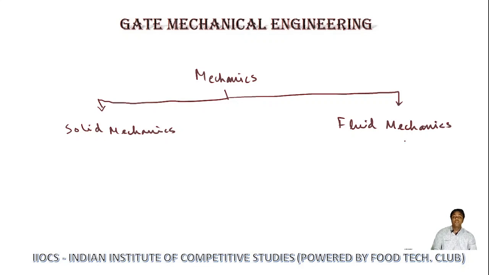So what is fluid mechanics? That is the force analysis on a body, and the body is a fluid body. Fluid body means a fluid body doesn't have any proper shape, it always takes the shape of the body where it is kept. So we will not go into the fluid mechanics part, we will be studying the solid mechanics part only. So in solid mechanics also we have two parts.